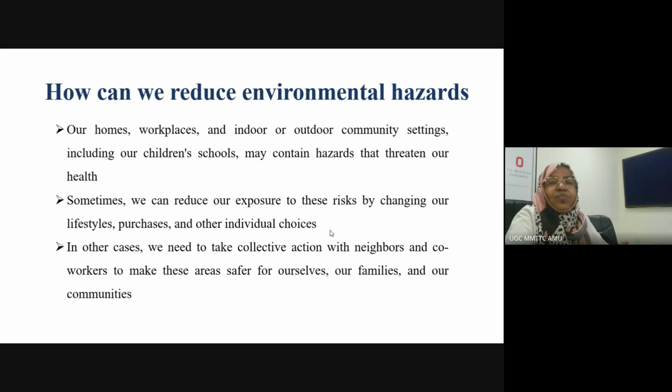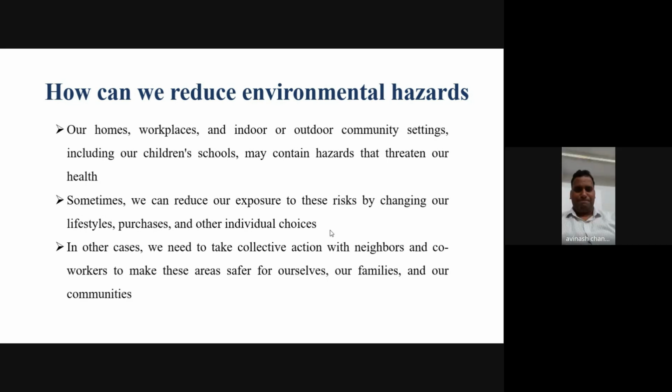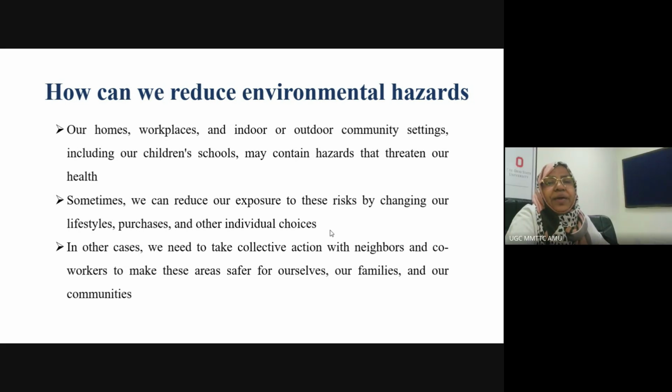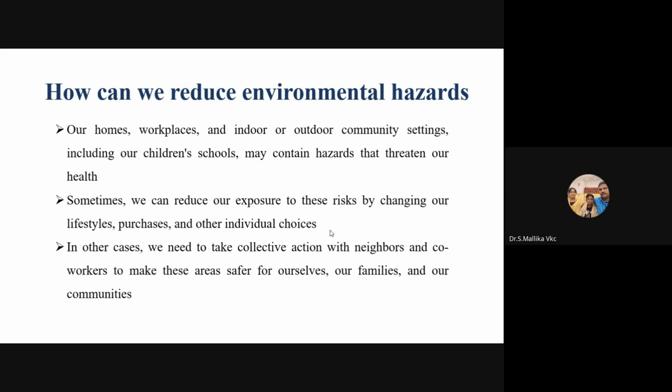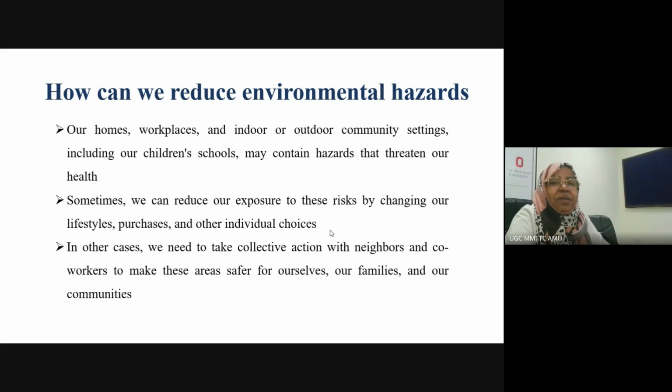Individual choices, smoke ना करें. Purchases, पॉलीथीन की जगह आप अपने कपड़ों की थैले में लाइए. Lifestyle, हम अपना chain को कम कर दें. In other cases, we need to take collective action with neighbors and workers to make these areas safe for ourselves and our families and our communities.